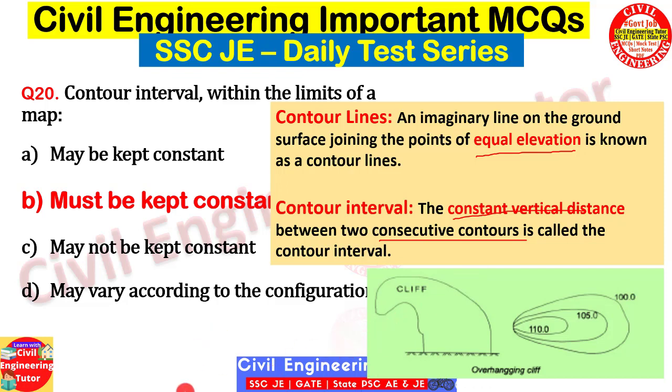Like here in this case we can see a contour diagram for an overhanging cliff. We generally know that contour lines do not intersect, but this is the only exception, where contour lines intersect each other. And we can see that the difference is 5 in this contour diagram: 100, then 105, and then 110. So in this case the contour interval is 5, and that is constant.